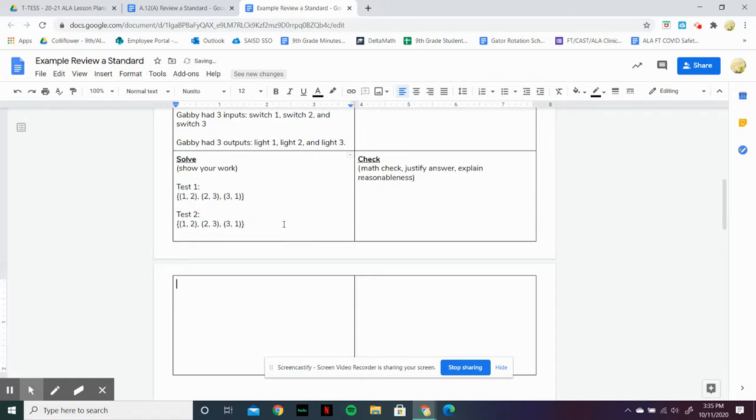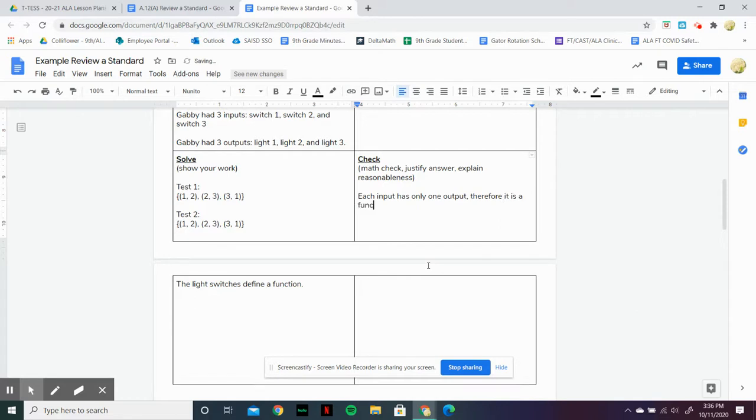So I'm going to say that the light switches define a function. My answer. So I've shown that each input had one output. So the justification for my answer is going to be just that. I'm going to say that each input has only one output, therefore it is a function.